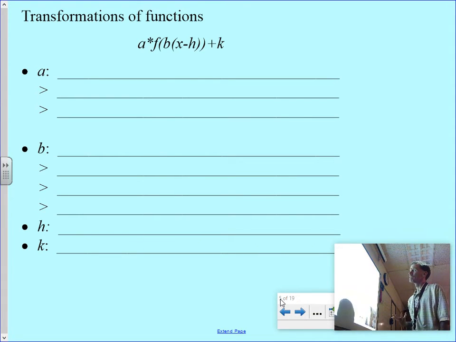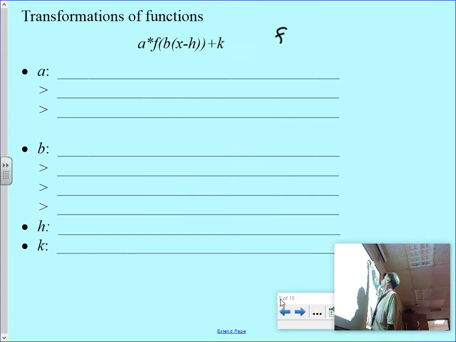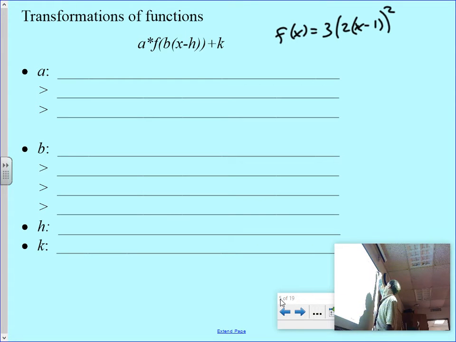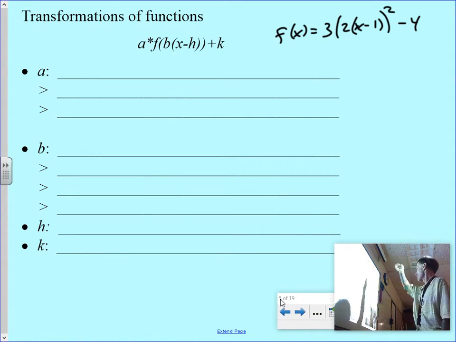So what do all these things do? Again, all these things should be review for you. So let's talk about a first. If you see a number outside of the function, and I can just make one up at random, let's say we have something that looks like f of x equals 3 times (2 parentheses x minus 1) squared minus 4, something like that. I just made that up to show you where all these things are coming from. So in this case, my a would be 3. What is that doing to the graph?